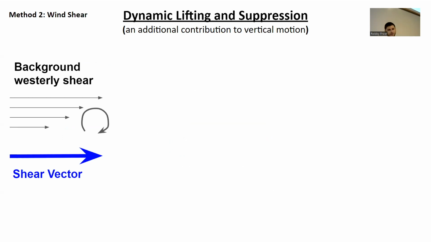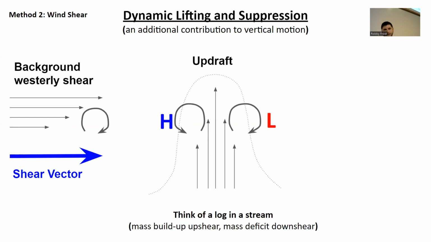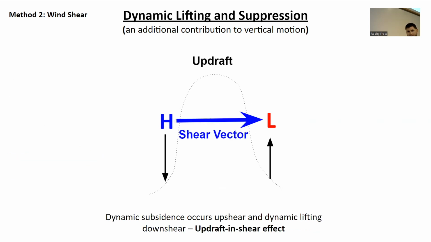So on the left, we have a westerly shear profile that we showed earlier as well. Put an updraft in that environment, and what happens? Let's think of this from a mass continuity perspective. Think of this updraft as a log in a stream. As the water impinges on that log, you're going to get a buildup of mass on the upshear side of that log, and then a deflection of flow on the downshear side. That's going to give you a mass buildup, or a high, upshear of the updraft and a low downshear. This leads to that dynamic lifting effect downshear of an updraft and subsidence upshear of the updraft.